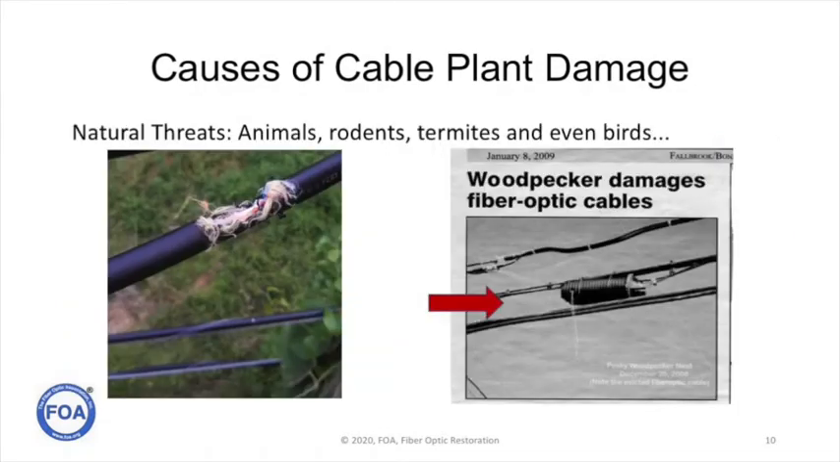Animals also like the taste of the jacket on cables. So you'll often find cables chewed through by rats, gophers, even squirrels on aerial cables. And, well, the one with the woodpecker is unusual, but it's a possibility.